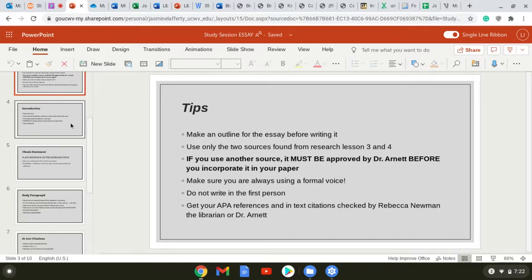But I do, especially most of you all, this is your first time writing a semi-big paper in APA, have her checking it is wonderful.